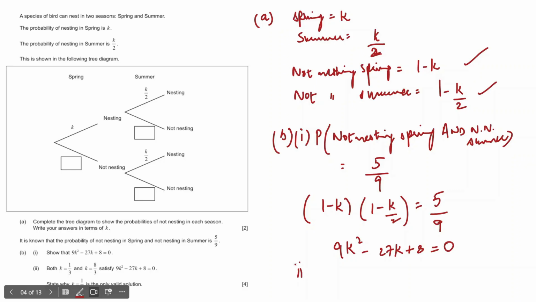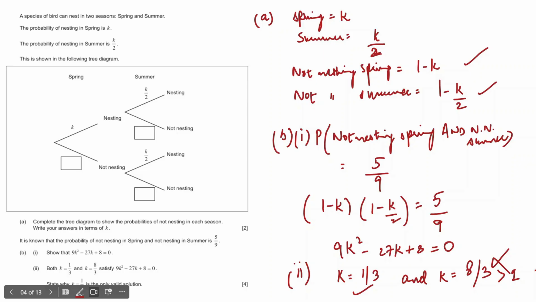It's very easy. We have to state why K equals 1 over 3 is the only valid solution. When you solve this for the value of K, we'll have K equals 1 over 3 and we'll also have K equals 8 over 3. We know that the probability lies between 0 and 1. So hence 1 over 3 is the valid solution and we'll discard 8 over 3 because it is greater than 1. So this is the solution for the second part.